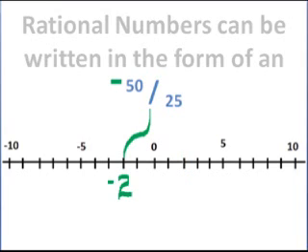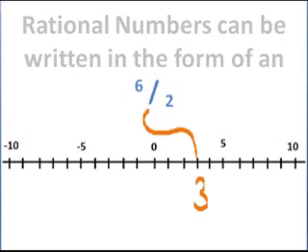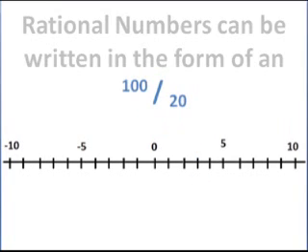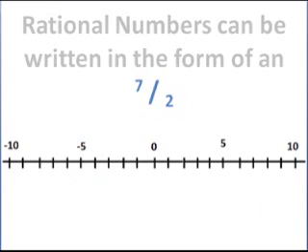-50/25 is just -2, and falls there on the number line. 6/2 is just a fancy way of writing the number 3, and falls there on the number line. 100/20 is the same thing as 10/2, and that's just 5, and falls there on the number line. If the 100 is negative, or the 20 is negative, then the whole thing is -5. It doesn't really matter where the negative is. It can be in the 100 or on the 20. And the final result there was -5.